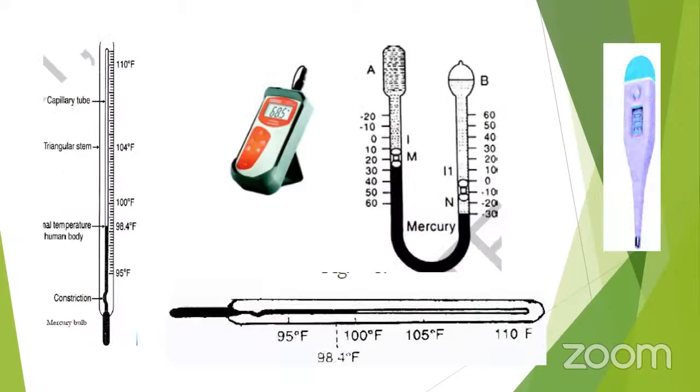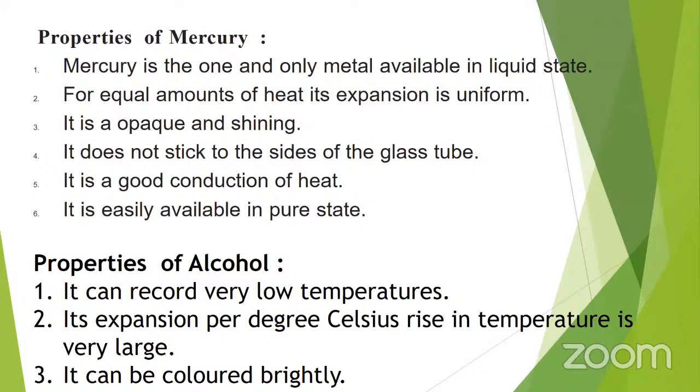So already we have seen this clipping. There are so many types of thermometers which we use to measure the temperature. Already we discussed in the previous class: why do we use mercury as the material in thermometers?